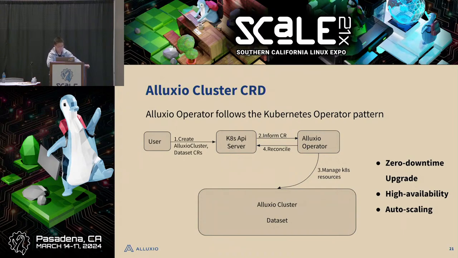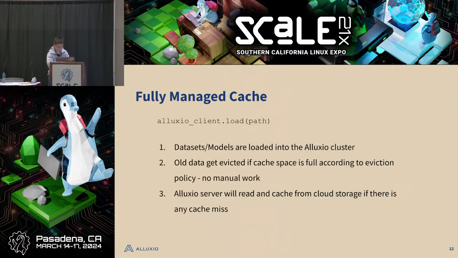and depending on the state of the current cluster, it will do corresponding actions, and then we repeat this cycle, which we call reconcile. It repeatedly compares the current status of the cluster with the desired state of the cluster, and if there's a mismatch, we'll do something. With the Alluxio operator, we can achieve zero downtime upgrade, high availability, and auto scaling. So with the operator, we can achieve a fully managed cache.